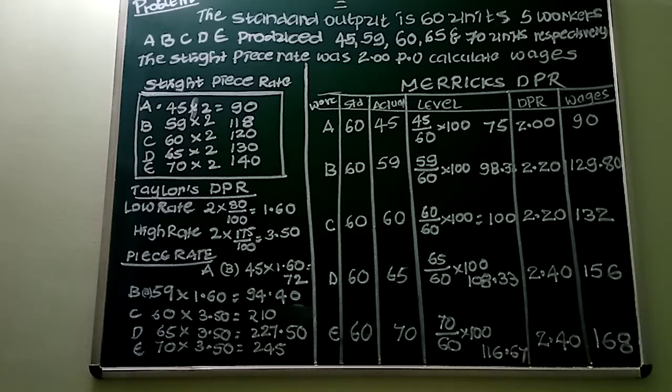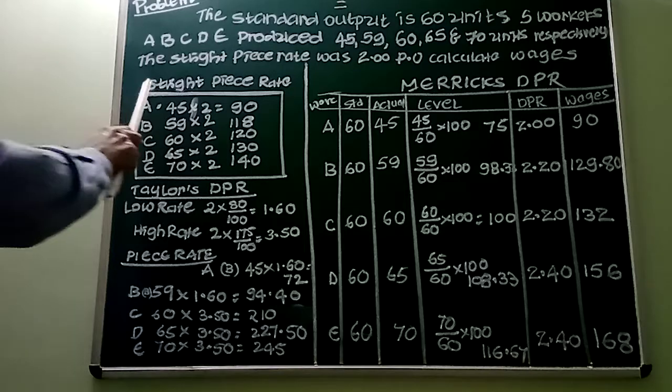So 80% of the ordinary piece rate for the workers who are below the standard, and 175% of the ordinary piece rate for the workers who are at or above the standard. So in this 175%, 125% of the ordinary piece rate plus 50% of the ordinary piece rate as bonus. So this is what we have to calculate. Now let's solve the problem.